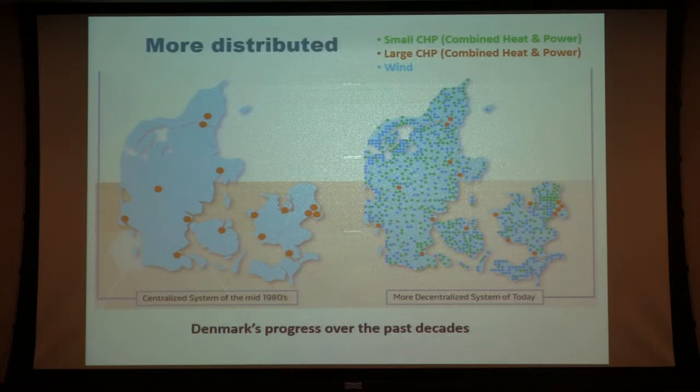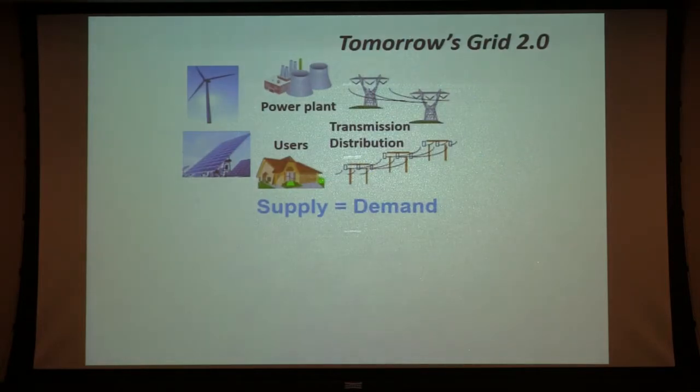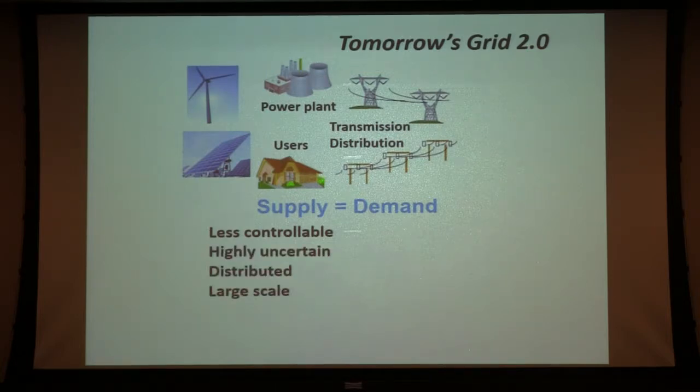There are more and more people who have solar on the roof, and this picture shows that. In order to maximize the use of renewable energy, people deploy renewable plants all over the place. So now we have a much larger number of renewable plants, even as the size of each becomes smaller. To summarize, on the supply side, what we have is less controllable, highly uncertain, more distributed, and very large scale.